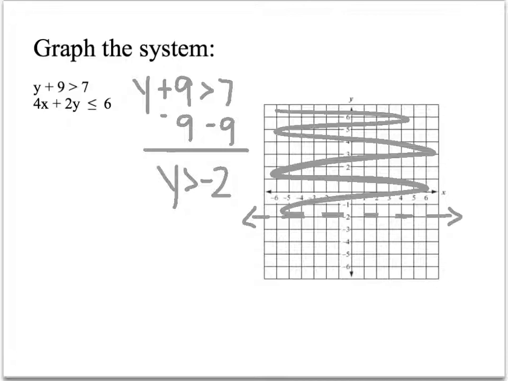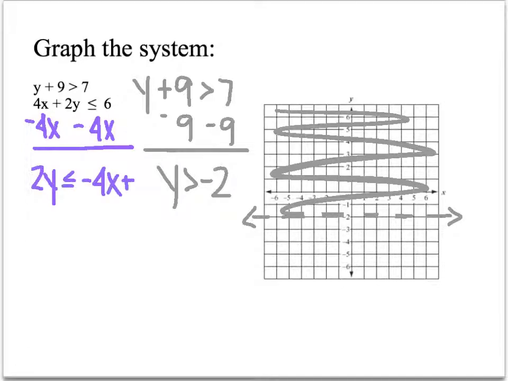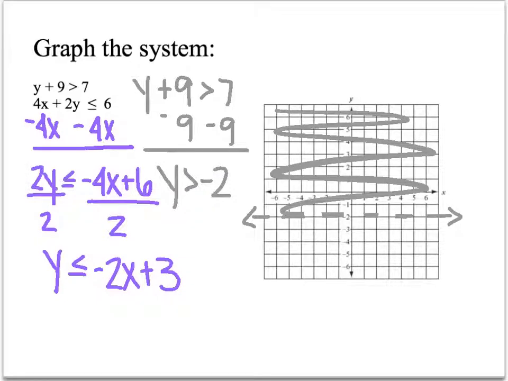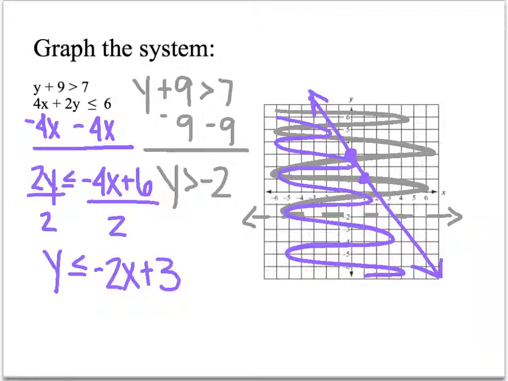And then you also need to solve for y in x plus 2y is less than or equal to 6. y is less than or equal to negative 2x plus 3. Solid line. Less than or equal to. So the solution to this system is going to be the top left corner of the graph.